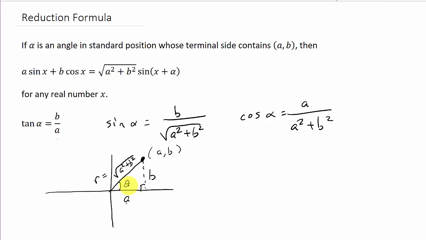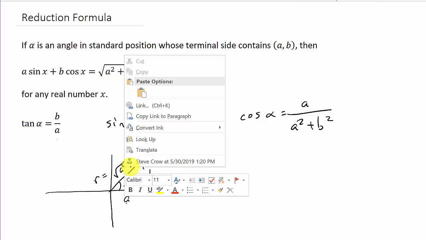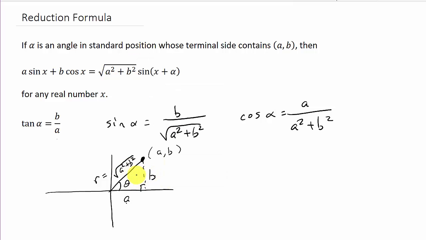Look at this. I know I'm using theta here, but it's the same thing. Theta, alpha, it doesn't matter which angle you use. The sine of the angle, what's sine? Opposite over hypotenuse. You see that? And the cosine of this angle is adjacent over hypotenuse. So that's all that is.